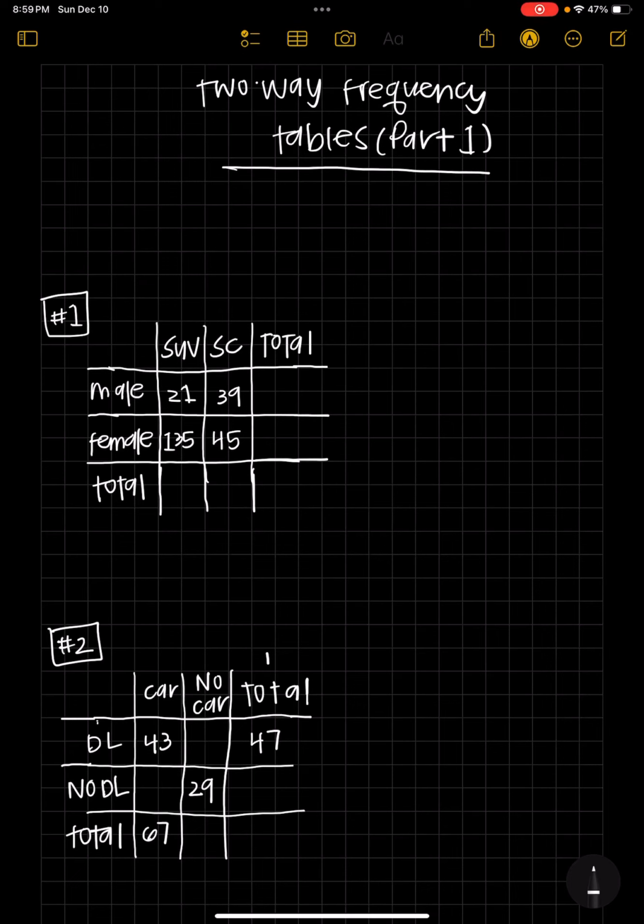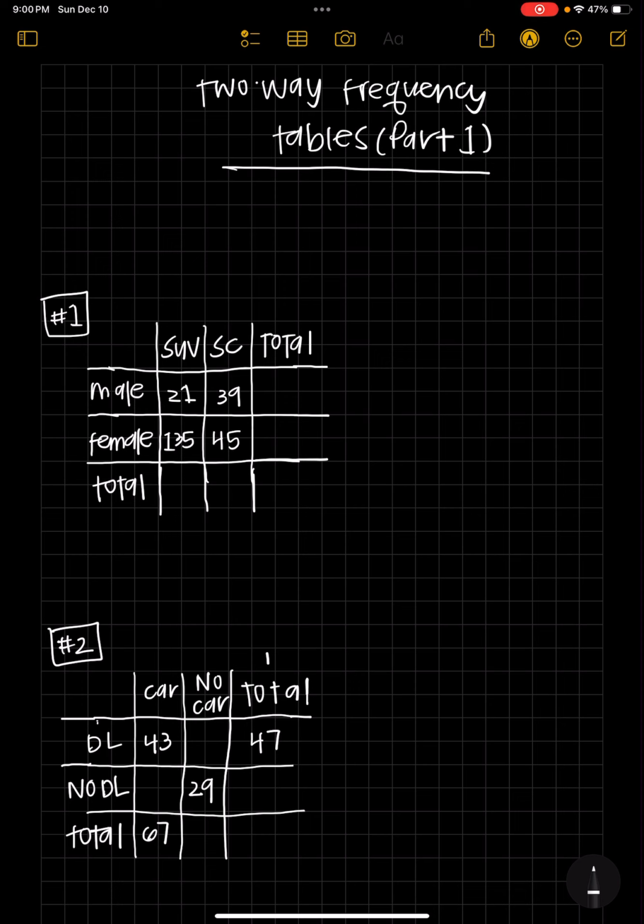Hi everyone, so now we're going to be talking about two-way frequency tables, and two-way frequency tables are just a way that we can organize data based on different surveys. The reason why they're called two-way frequency tables is because the data is organized based on two things.